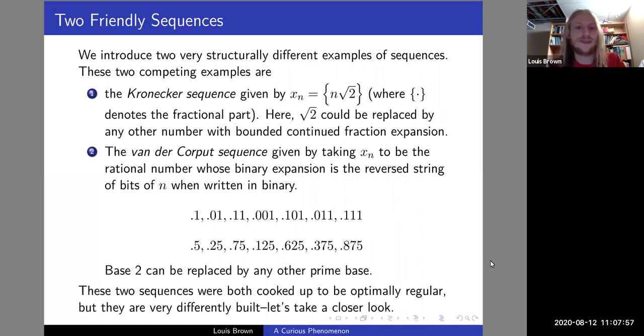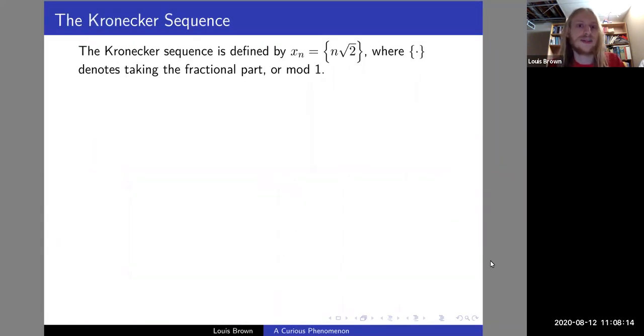So both of these sequences were cooked up, specially built to be optimally regular, but in a very different way. So let's take a closer look at what each of these sequences are actually doing. The Kronecker sequence, defined by xn as the fractional part of n root 2, where this is taking the number mod 1.